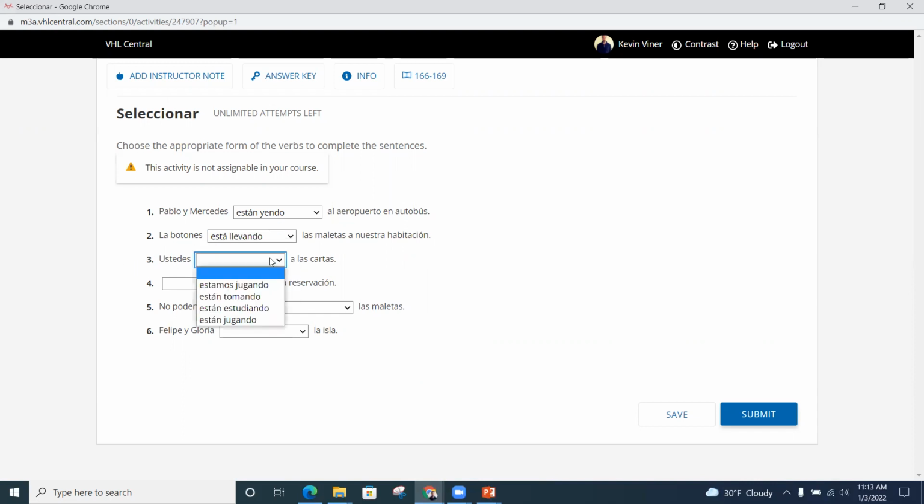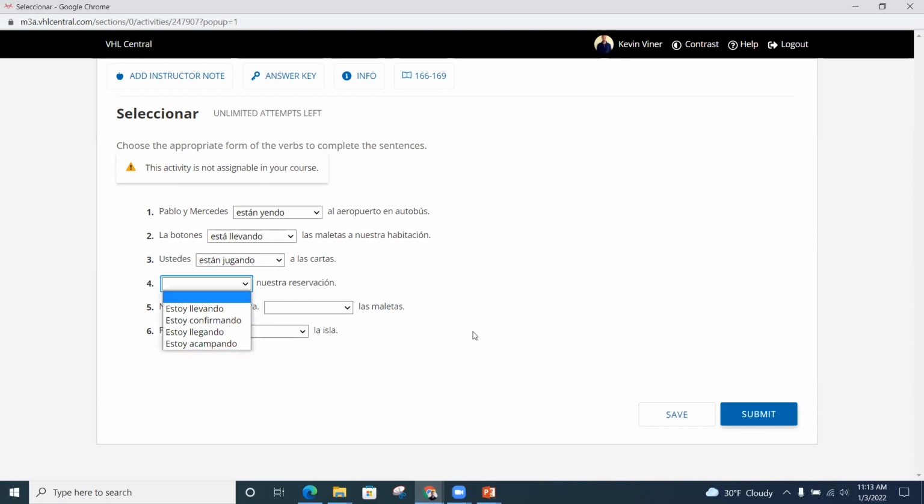3. Ustedes estamos jugando, están tomando, están estudiando o están jugando a las cartas. Pausa. Y volvimos. Sería están jugando. You guys are playing cards. Muy bien. You guys are playing cards right now.